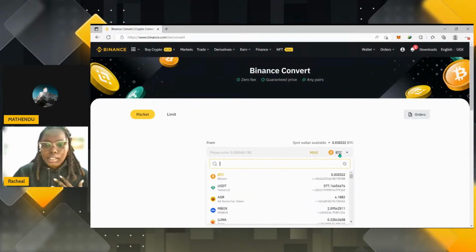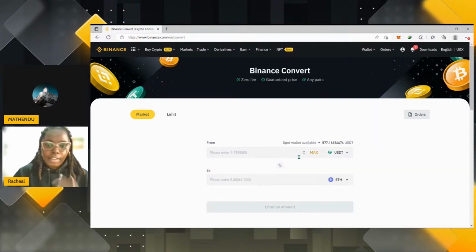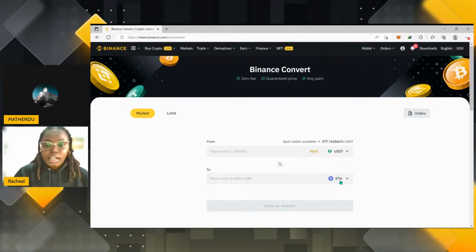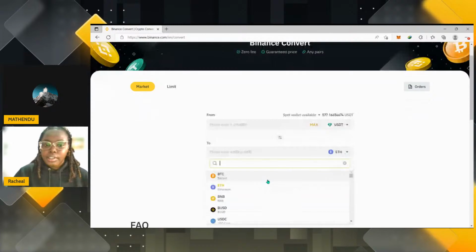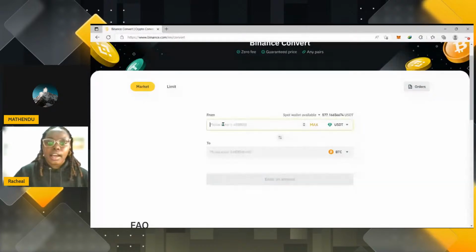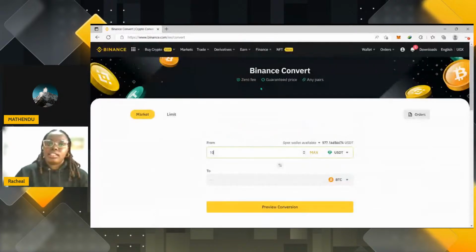You select the currency. Let's say I deposited USDT. So I have USDT. I select the currency that I have, and the coin that I want to buy. Say I want to buy Bitcoin. And I put the amount I want to spend, say if I want to buy for like $10. What Binance Convert does, it's instant. When you select market, it's instant and it has zero fees. It has completely zero fees.